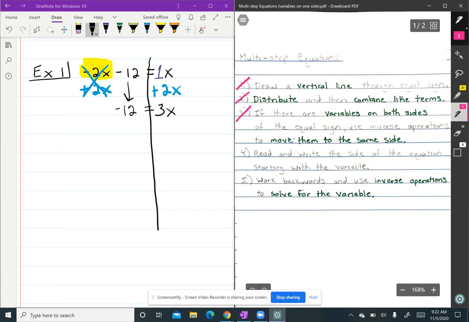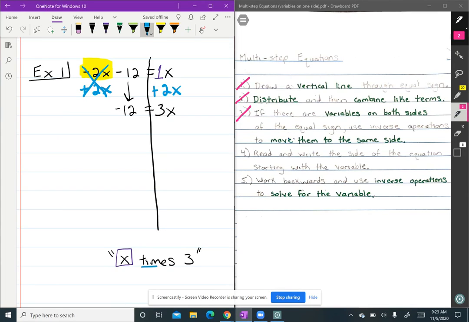Once that's completed, then we can read and write the side of the equation with the variable. So you would either have a one-step or two-step equation. Right now, we have a one-step equation, and we would read this as x times 3. And then the opposite of times 3 would be divided by 3. Negative 12 divided by 3 would give me negative 4. 3 divided by 3 is 1, which would leave me with just 1x or x. So my final answer is x equals negative 4.